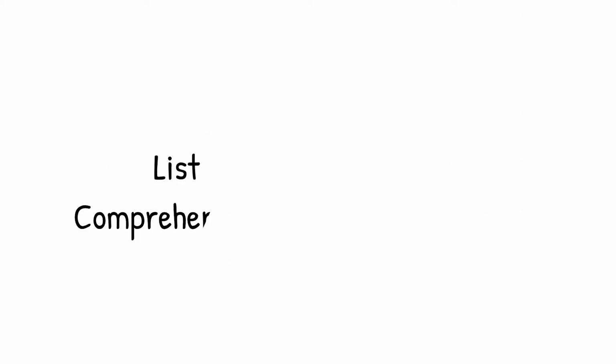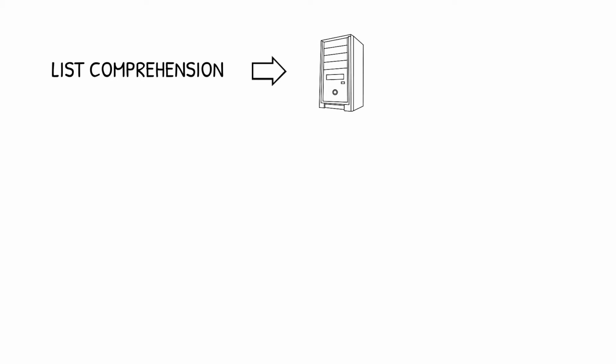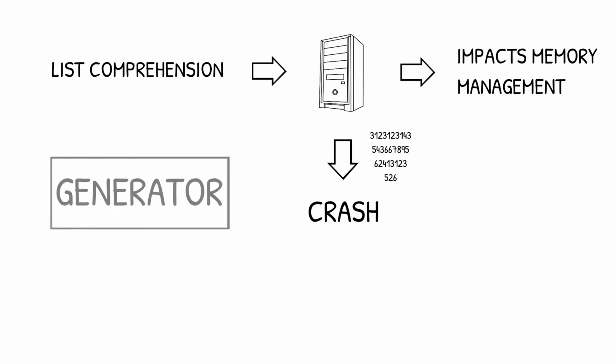Secondly, list comprehensions are not good for large numbers of iterations. This is because the list comprehension statement stores or creates the entire list items into the memory, due to which memory management of your system may get impacted, and sometimes the entire system may crash, if the values are too high for it to handle. So, to run a large number of iterations, we must go for a generator instead.